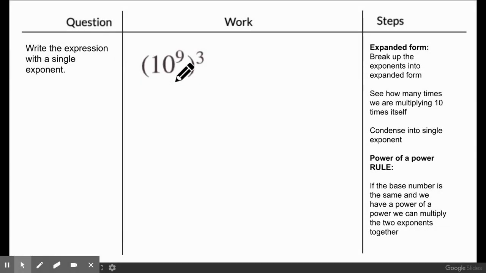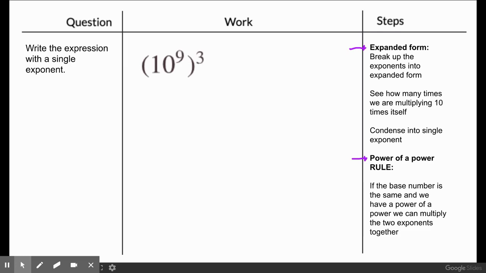Here we're going to write the expression with a single exponent. So we have 10 to the power of 9 to the power of 3. Eventually, we're going to want to know how to use the power of a power rule here to help us out. But to make sure that we understand why that works, and because I care about you so much, I'll actually show you an expanded form as well.